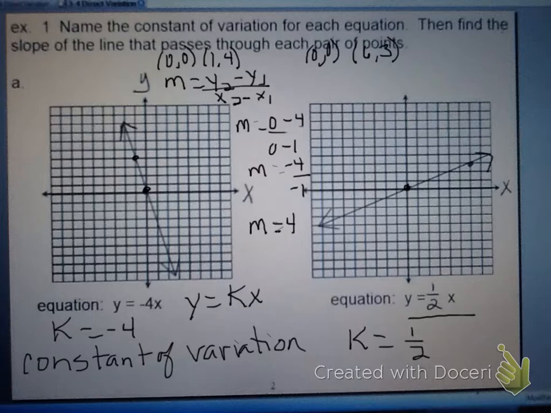Put your pencil on 0, 0, and we're going to go up 1, 2, 3, over 1. Okay, so up 3, over 6. So we can count the rise over run and get 3 over 6. And 3 over 6 reduces down to 1/2. So the slope is 1/2. What can we conclude by looking at our slope and our constant of variation? They are one and the same. So the constant of variation is the same thing as your slope.